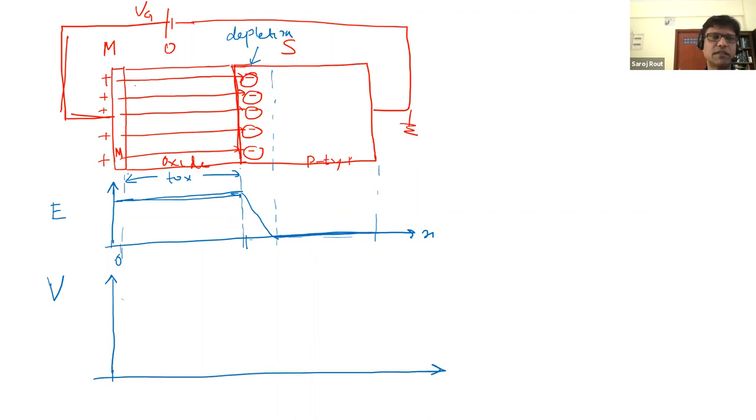Okay, where do I start? So I put a voltage, let's call this VG. Where does this start from? VG, right? Yes. Okay. So from VG, from here to T aux, decrease linearly. Decrease linearly, correct? Okay. Good. Should it go all the way to zero here or something else? Zero.